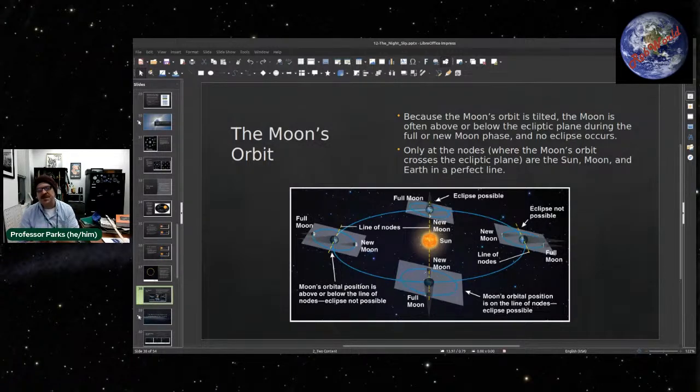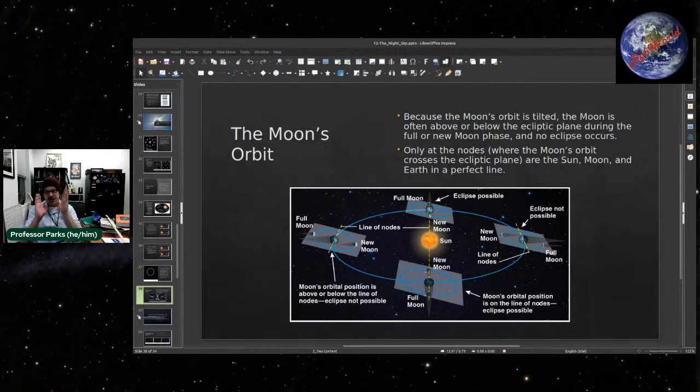So on the left-hand side of this diagram, we have it so that the line of nodes is pointed 90 degrees away from the sun. And so at new moon, in this demonstration, the moon is going to be well below the sun. It won't pass anywhere near. It'll be close enough to the sun that you can't see it during the day because the sun is so bright, but it is not going to cover the sun in any way. And commensurately on the other side, the full moon is a little bit higher up, and its shadow is going to pass well above the shadow of the Earth.